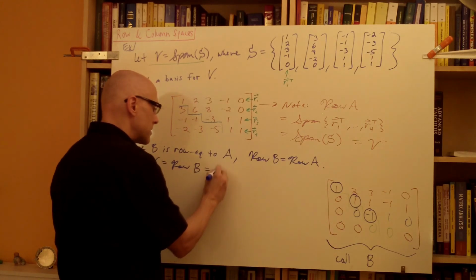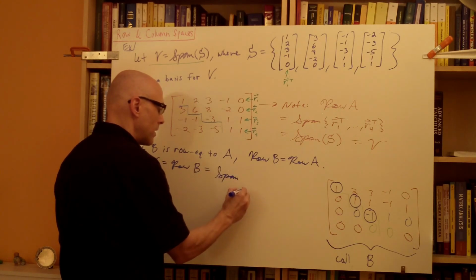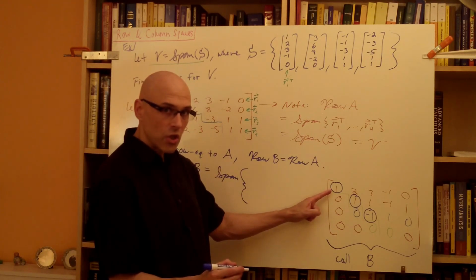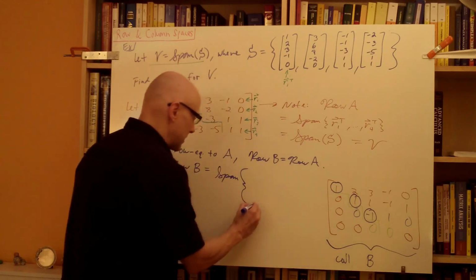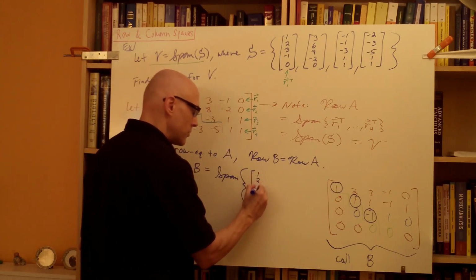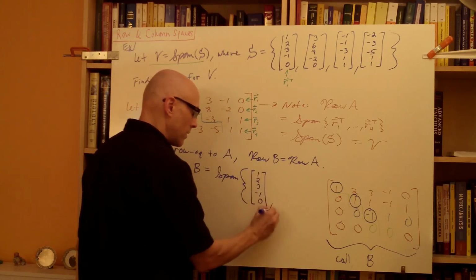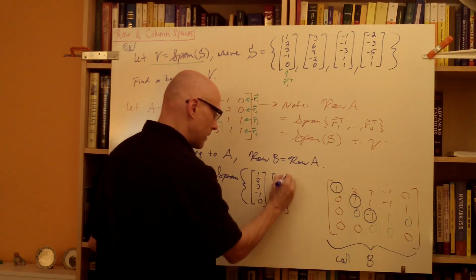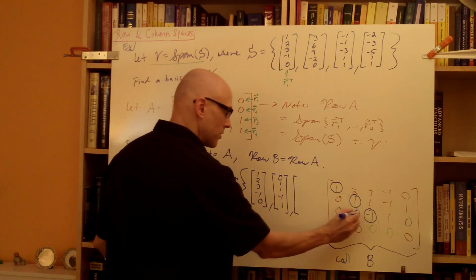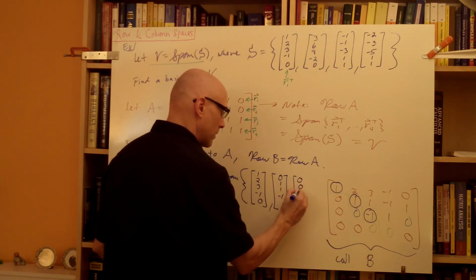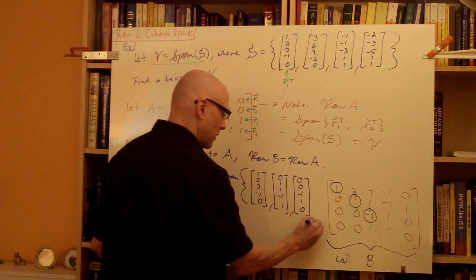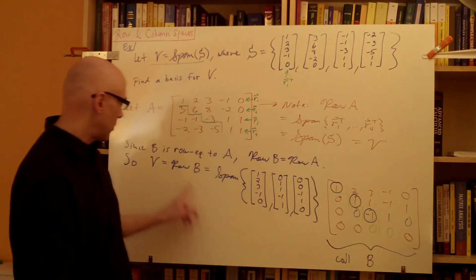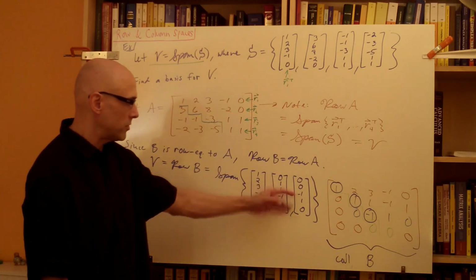The row space of B is the span of the transposes of the row vectors of B. So that's the span of 1, 2, 3, negative 1, 0, and 0, 1, 1, negative 1, 1, and 0, 0, negative 1, 1, 0. So those are your three row vectors of B, and the row space of B is the span of the transposes of the row vectors.